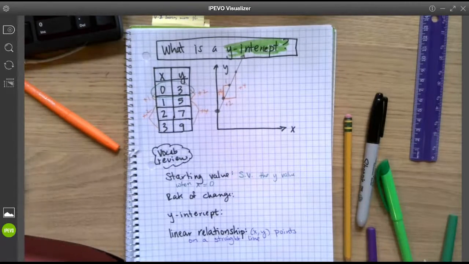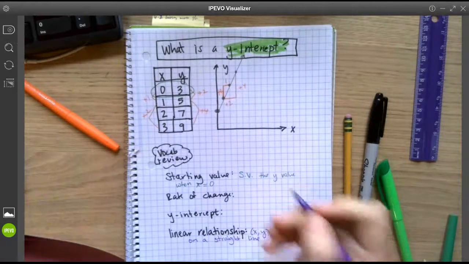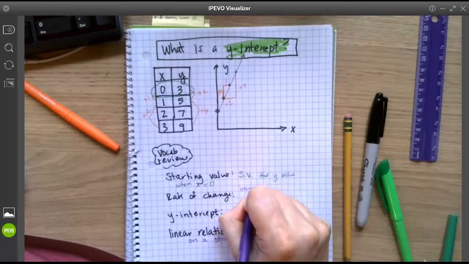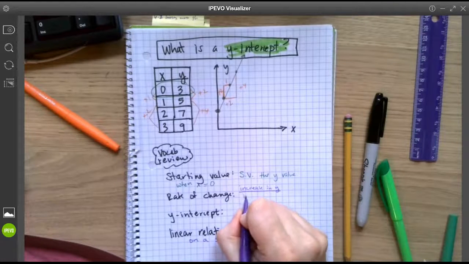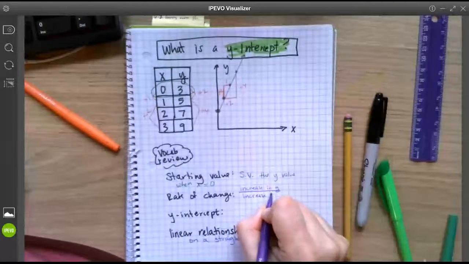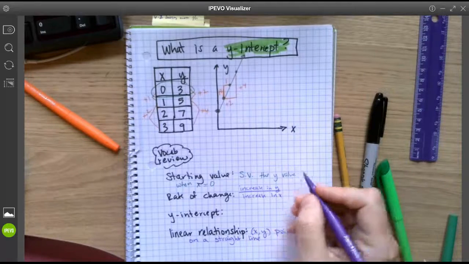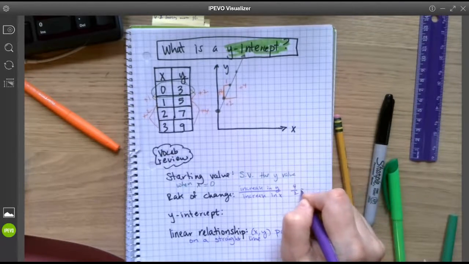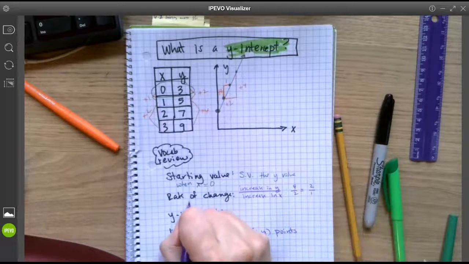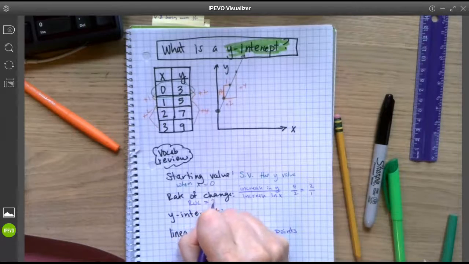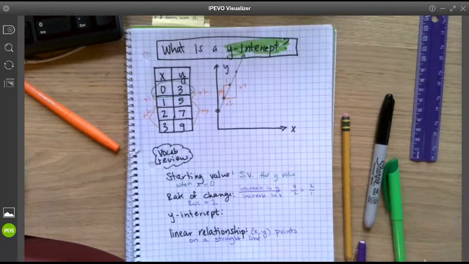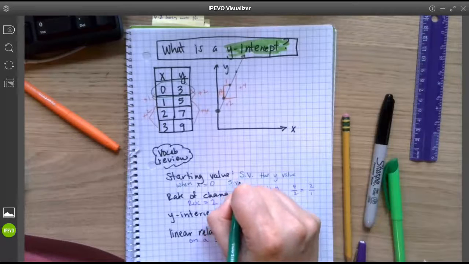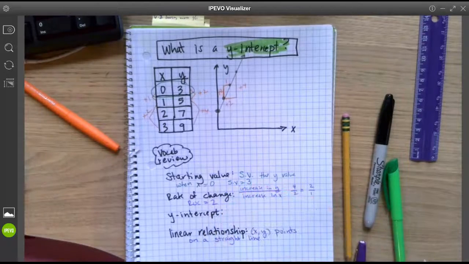The rate of change is the amount y increases for every increase in x. So in this case, it could be 4 over 2. That's the same thing as 2 over 1. So the rate of change for this relationship is 2. The starting value for this relationship, SV, is 3 because it starts at 3.